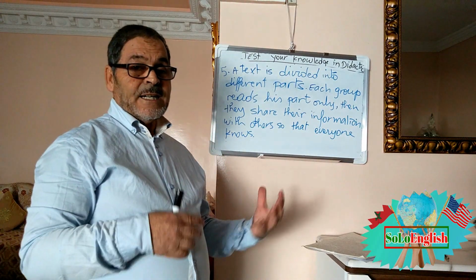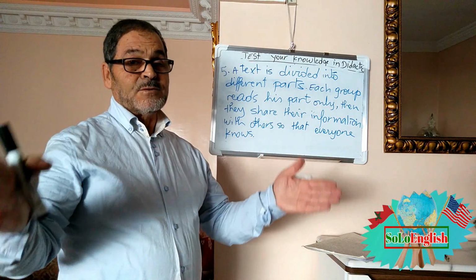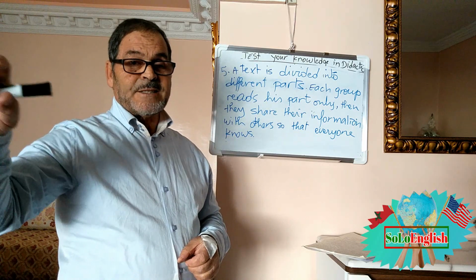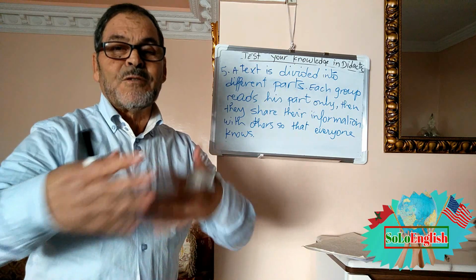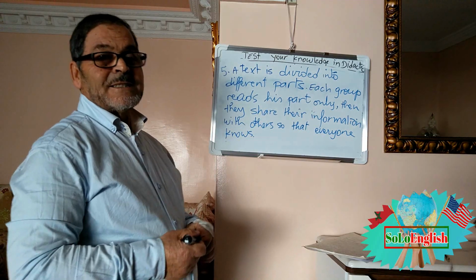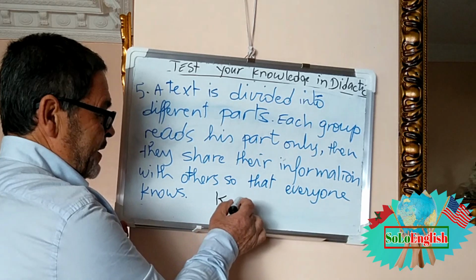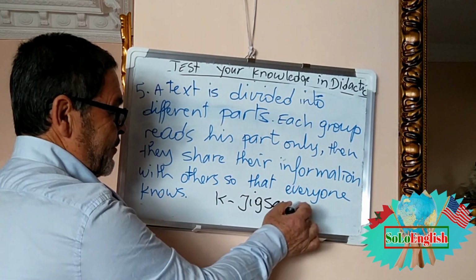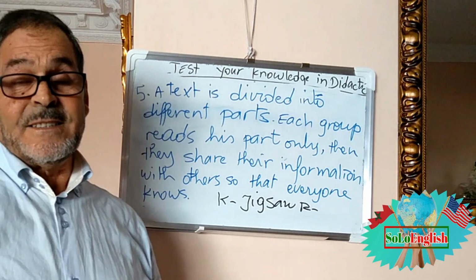So this is a good task in the classroom when we divide the classroom into groups and we give a chunk of text or a passage for each group and they read it. So what happens? What do you call this? We call it jigsaw. It is K. It is jigsaw reading. It is a good method. It is a good task.